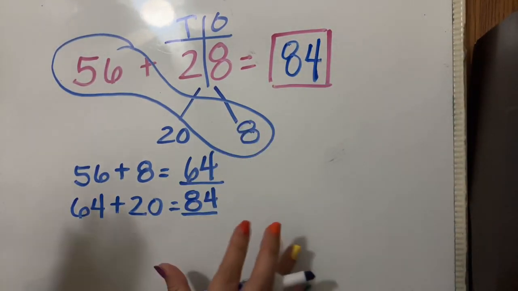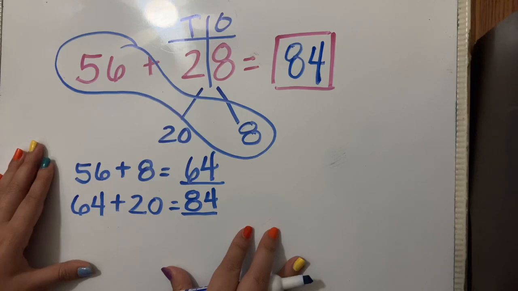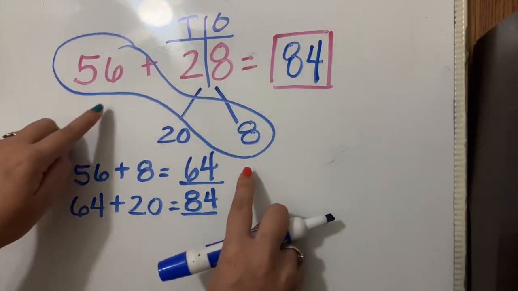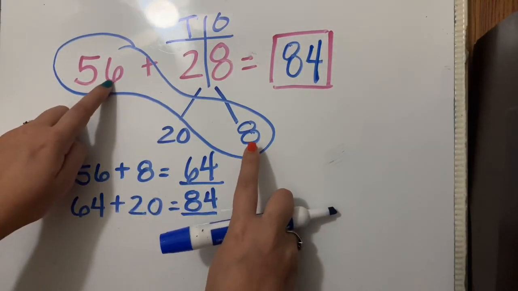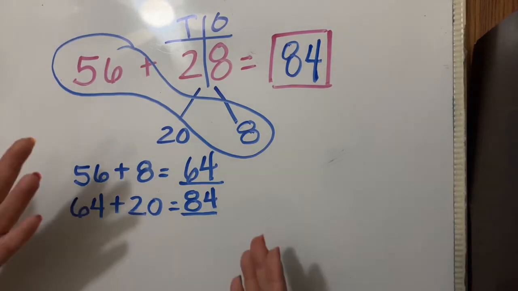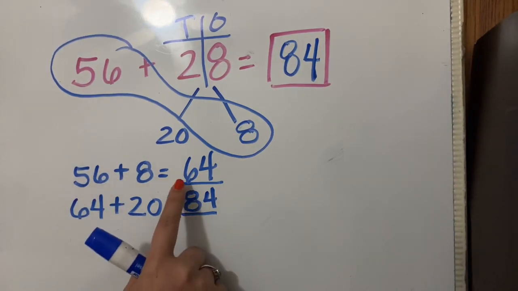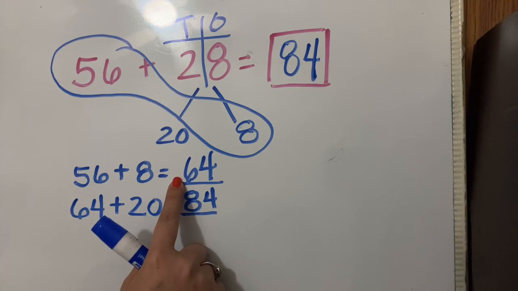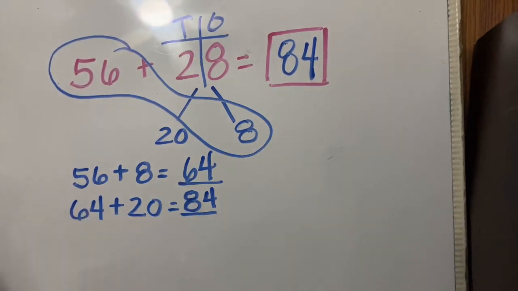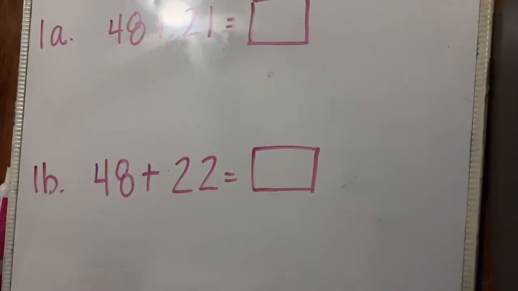Okay, this is very similar to what we did last week. The only difference is when you add your numbers up for your ones, so like my 6 and 8, it gave me a total bigger than 10, so we went into the next tens place number. So instead of a 5, we went up to a 6. That's all. It's very, very similar to what we did last week.